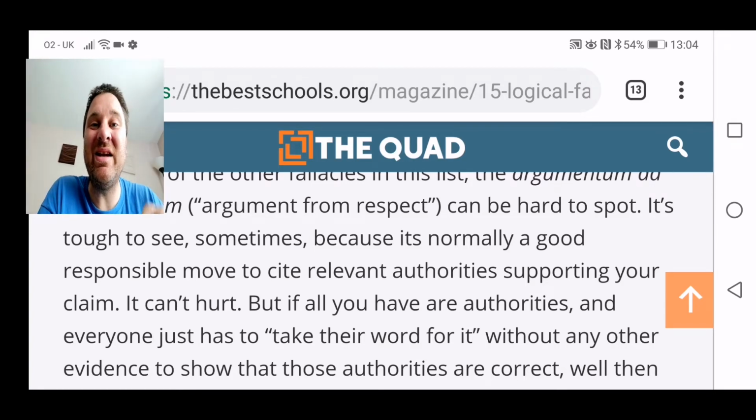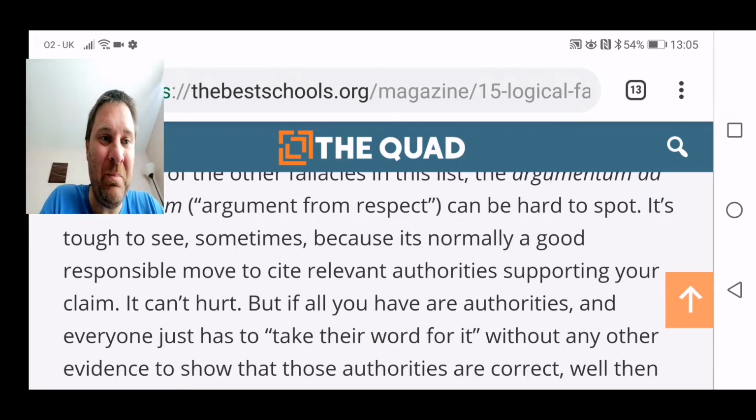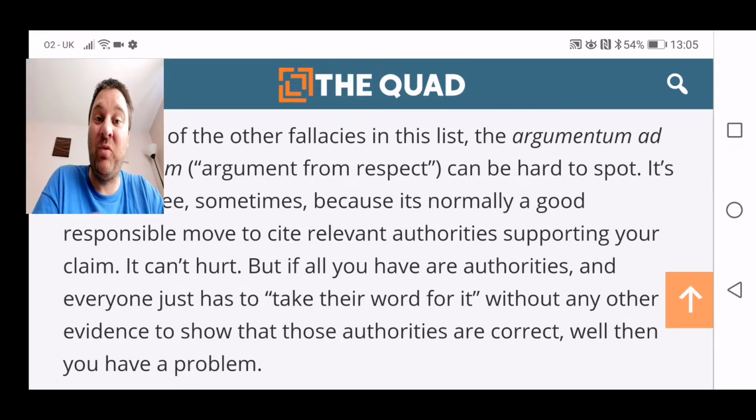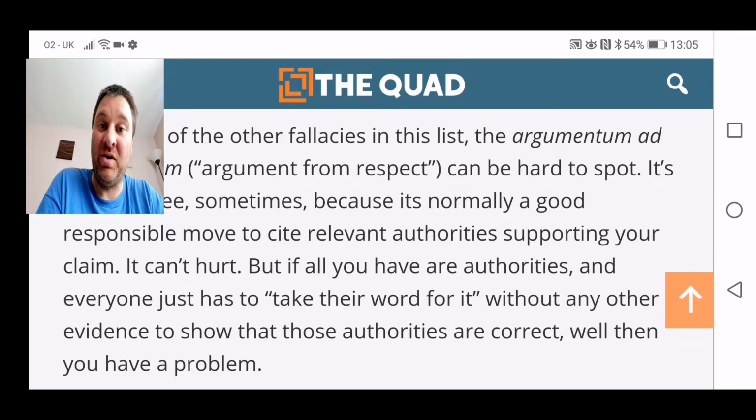Yeah? The meaning of science is just exploration and testing of the environment in which you live and stuff like that. It doesn't belong to anybody. It's everybody's. Yeah? But like it says here, but if all you have are authorities and everyone just has to take their word for it or believe what they're saying, then you've got a problem. Because then that is no longer science if you're just believing what scientists tell you.